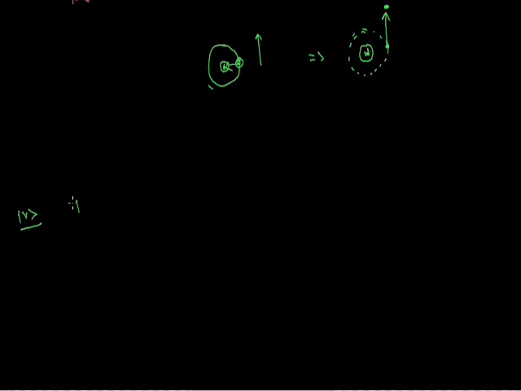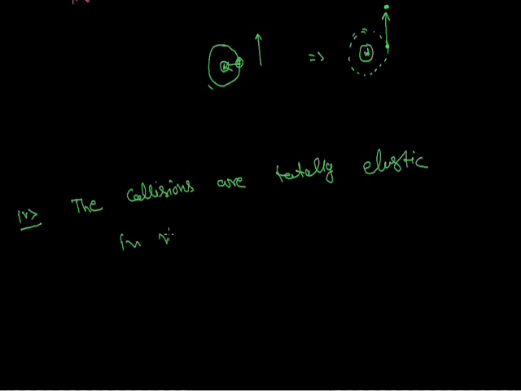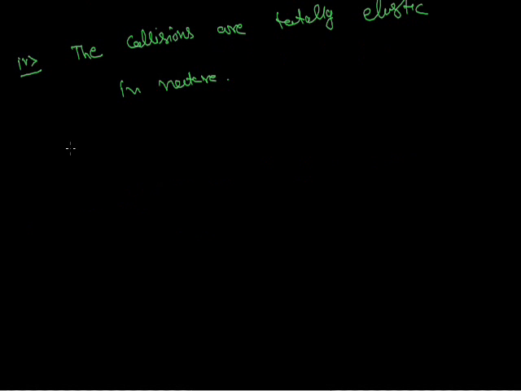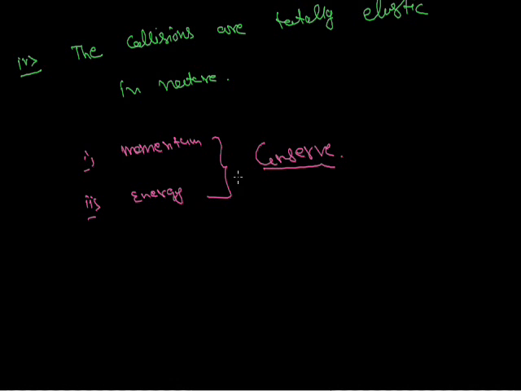The fourth postulate says the collisions are totally elastic in nature. What is the meaning of elastic? Elastic means that momentum and, second, energy will be conserved. Means we say that the energy of the molecules or gas particles will always be conserved when there is a collision between two molecules.